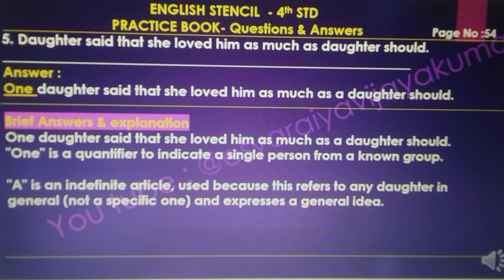And question number 5. One daughter said, the answer of this fifth one: one daughter said that she loved him as much as a daughter should. The brief answer and the explanation of these questions. One is a quantifier to indicate a single person from a known group. A is an indefinite article used because this refers to any daughter in general, not a specific one, and expresses a general idea.